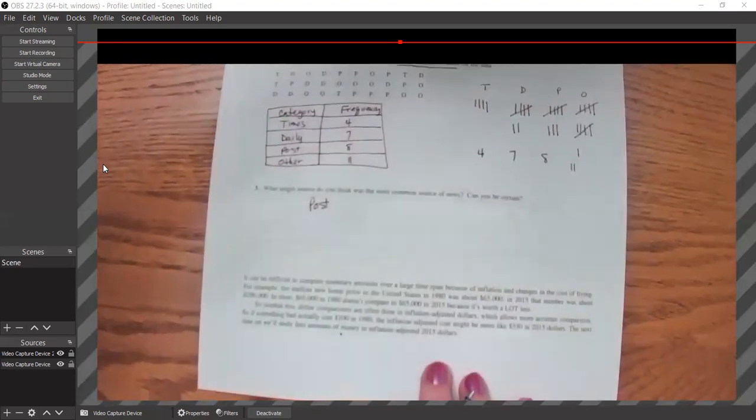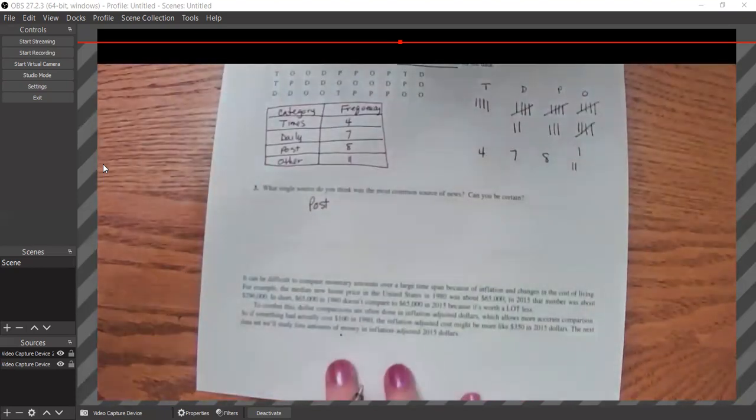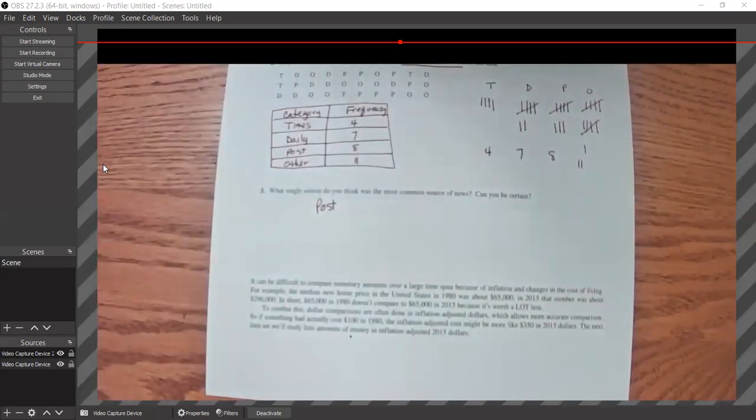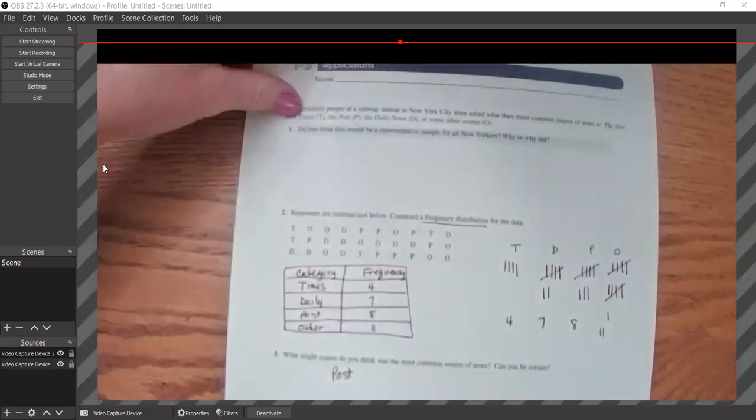On the bottom of page 131, it talks about inflation rate comparisons between numbers. In other words, $65,000 in 1980 wouldn't be like $65,000 in 2015 because of inflation. So something that cost $100 in 1980 might be more like $350 in the year 2015. But we're going to go into our second example.